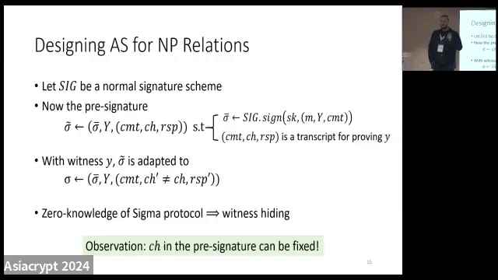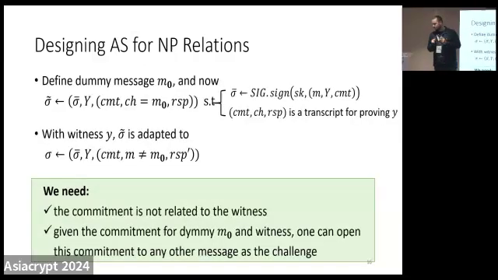Okay, so after this, we made an observation: the challenge in the pre-signature can be fixed. So we did that, and now we have a dummy message at the first part. The pre-signature now is S bar, the statement, and the transcript where the challenge is M0, the null message, all zeros. But look, that S bar is with respect to the message to be signed, not the dummy message.